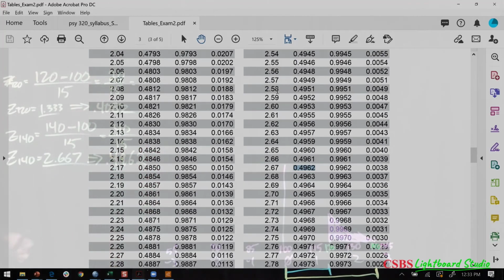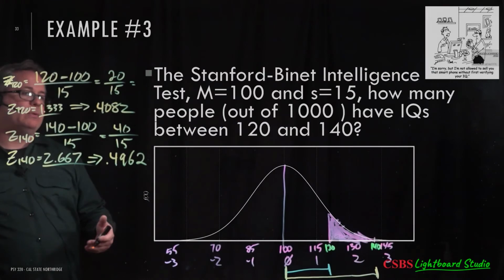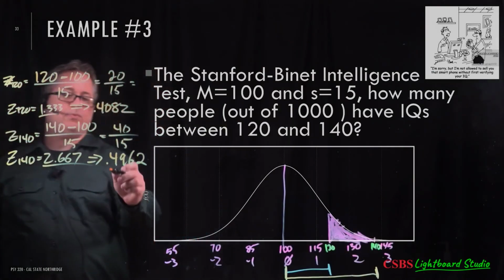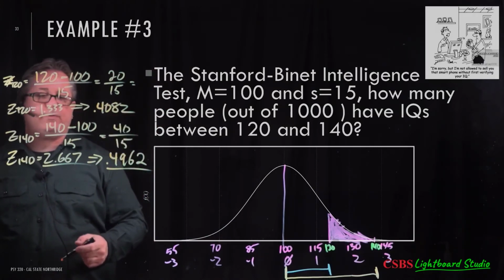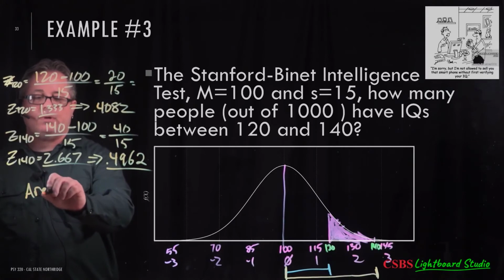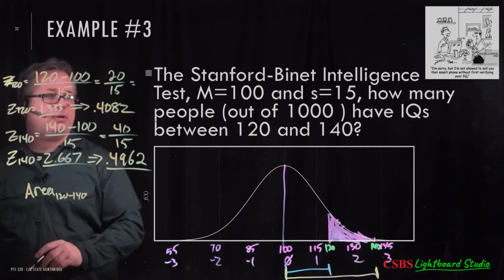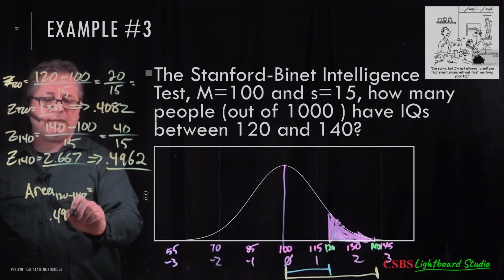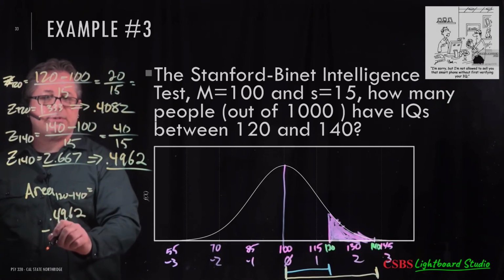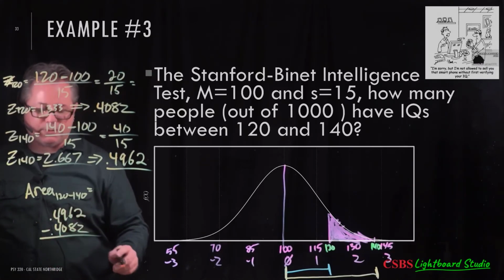0.4962. All right, awesome. Let's go back to the slide so we can see it a little clearer. All you need to do now is subtract them. Keep in mind, whichever one is the larger area, take that one and subtract the smaller area from it. So the area that we want, which is the area between 120 and 140, equals 0.4962 minus 0.4082.